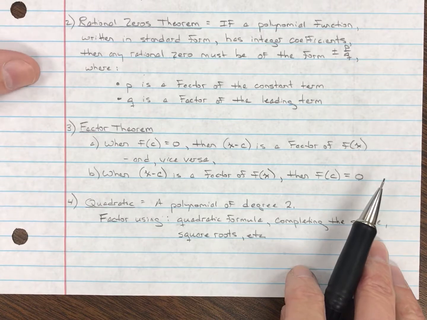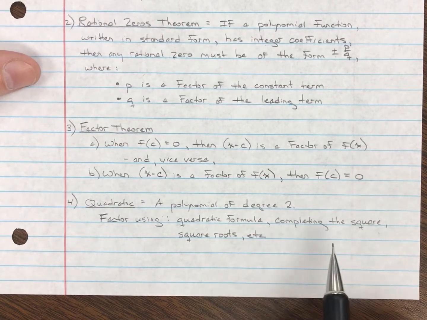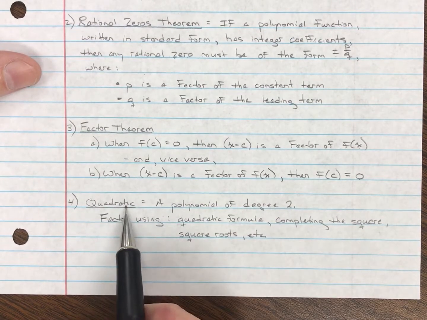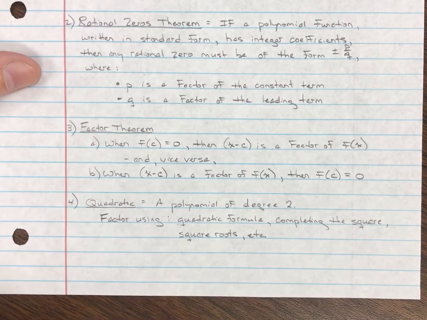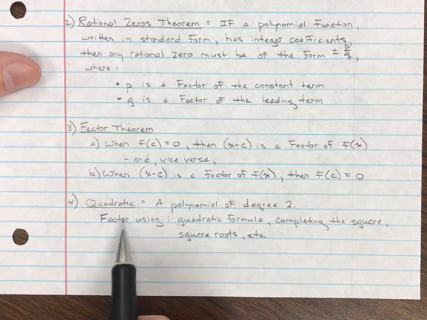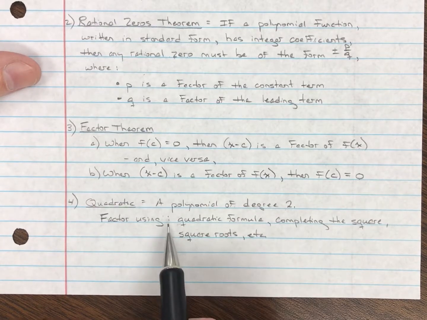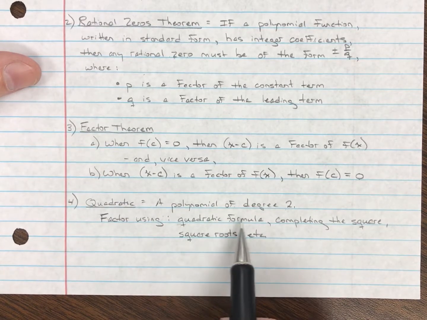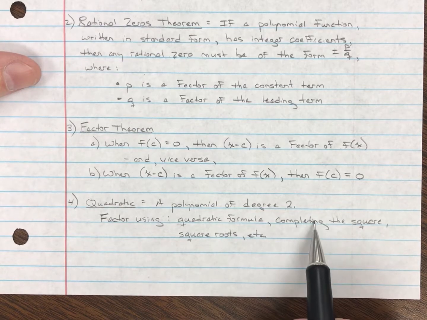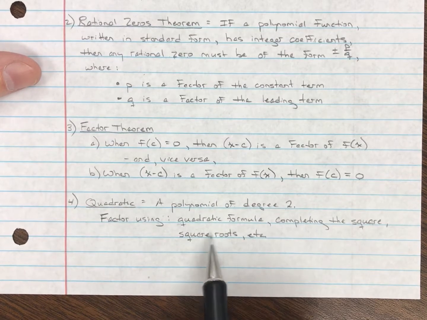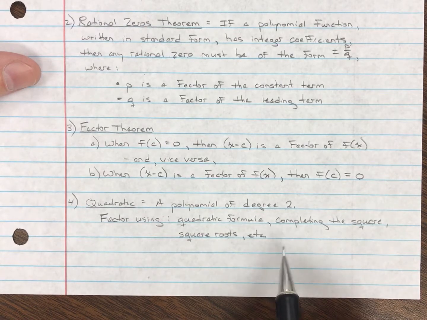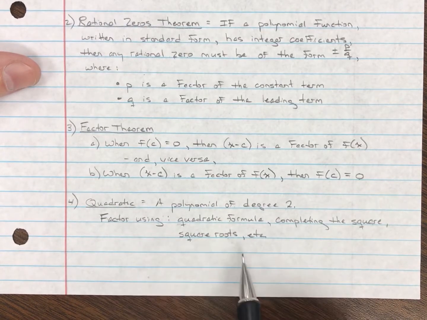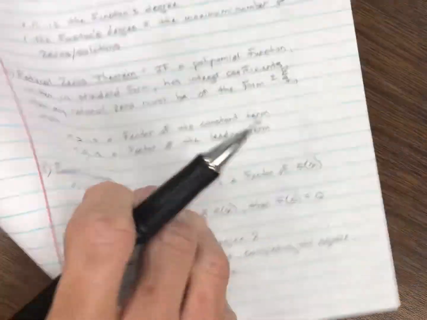Finally, we're going to go back and see a little bit about quadratics here. A quadratic, we know, is a polynomial of degree 2. And we can factor quadratics. We've done a lot of that. We can use the quadratic formula. We can use completing the square. We can use square roots, etc. There are 2 or 3 other methods that we can choose to use when we look to factor quadratics.